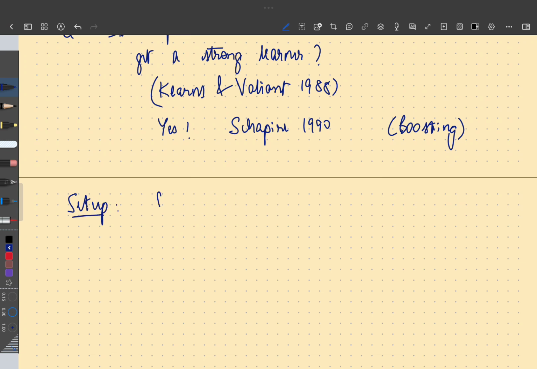So the setup is that we're given a concept class H, which means that we're given samples that are labeled using some function within this concept class. So there is some h which achieves zero empirical risk.